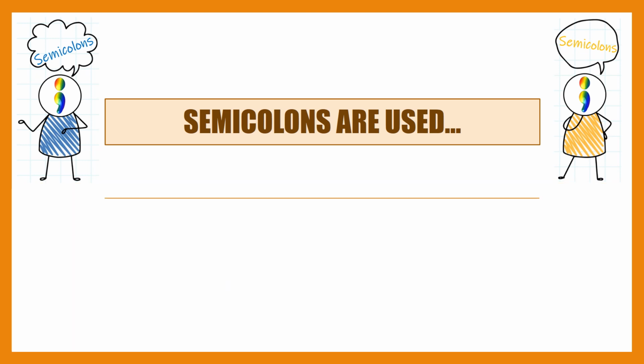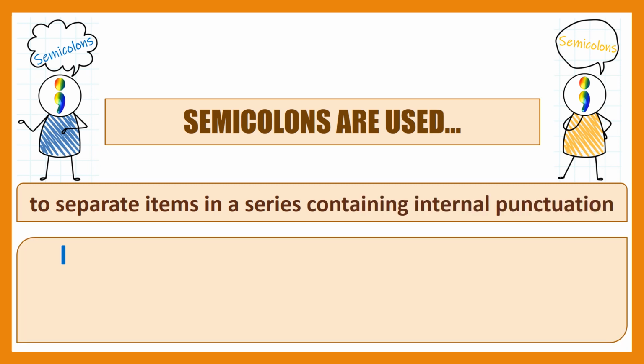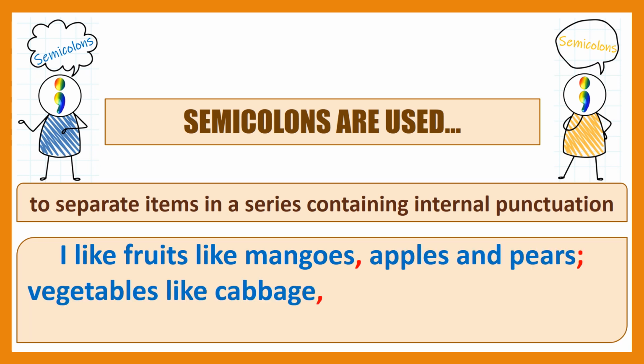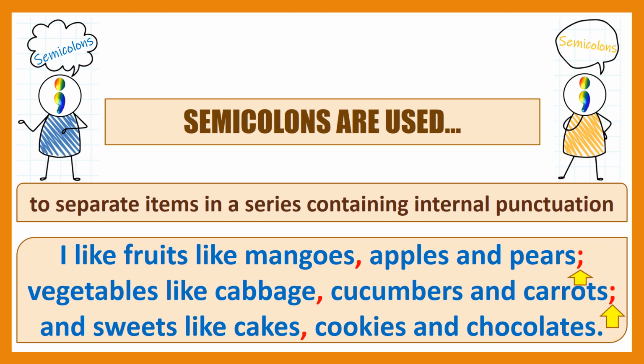Semicolons are used to separate items in a series containing internal punctuation. For instance, I like fruits like mangoes, apples and pears; vegetables like cabbage, cucumbers and carrots; and sweets like cakes, cookies and chocolates. Here semicolons are used to separate three series separated by commas.